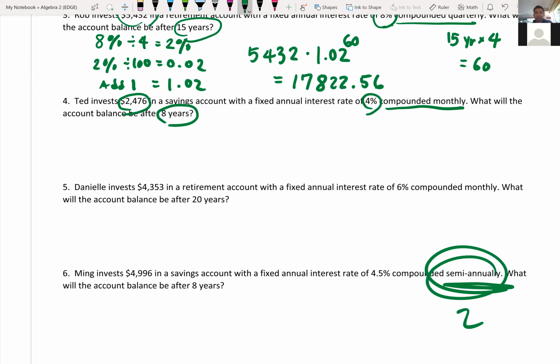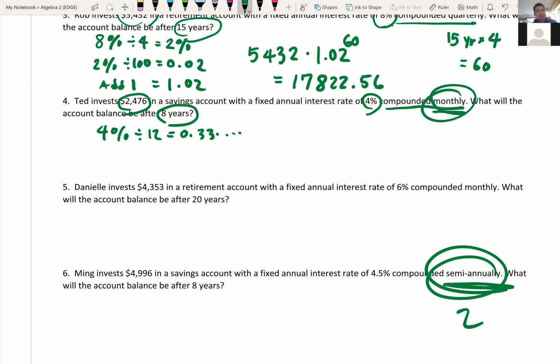Oh, well. You guys doing okay? So you have 4%, but this time you got to divide by what? It's monthly. So you got to divide by 12. And this one is going to give you 0.33, okay? And it just repeats.